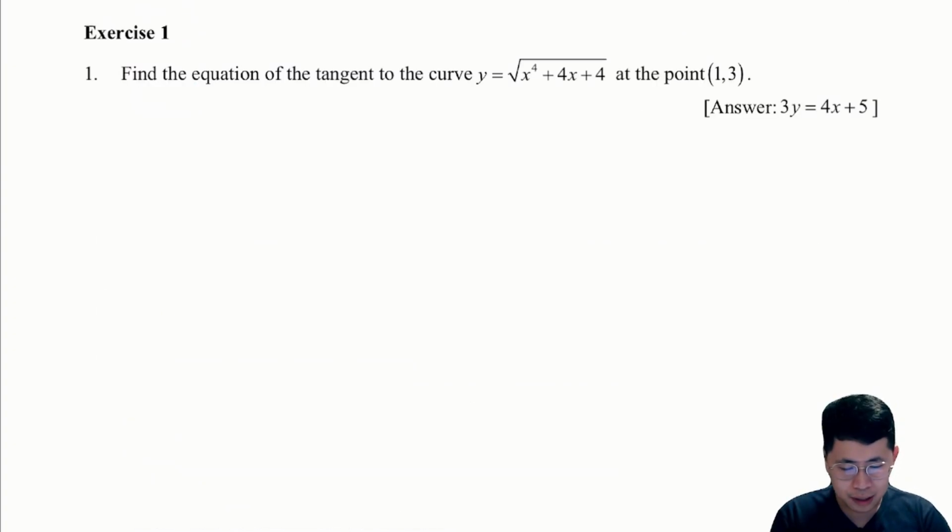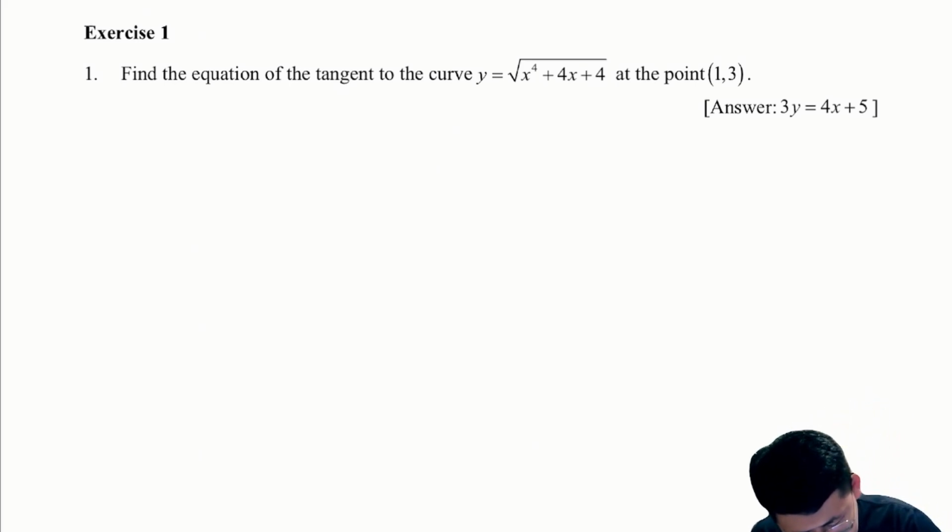For exercise 1, our topic is the equations of tangents and normals. For this particular question, we are going to find the equation of the tangent to the curve y equals to this whole thing at the point (1, 3). Starting from y, if I write this out in a friendlier form, y equals (x^4 + 4x + 4) to the power of half.